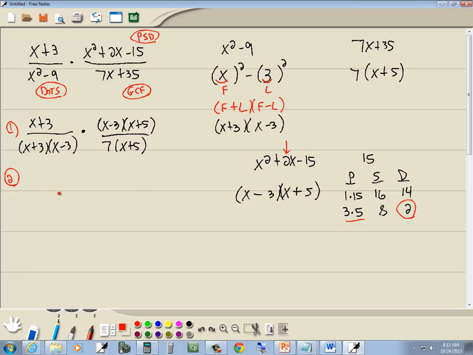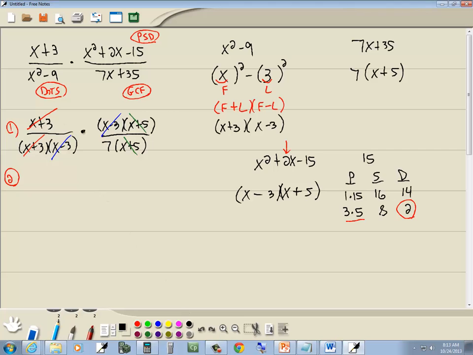Step 2. Cancel if possible. The only guideline is one's on top, one's on the bottom, and they're the same. Well, here's x + 3, here's x + 3. Again, one's on top, one's on the bottom, they're the same. Here's an x − 3, here's an x − 3. So those cancel. I meant to change it to blue. Okay, so these x − 3's cancel. Now here we've got an x + 5 and another x + 5. One's on top, one's on the bottom, they're the same.